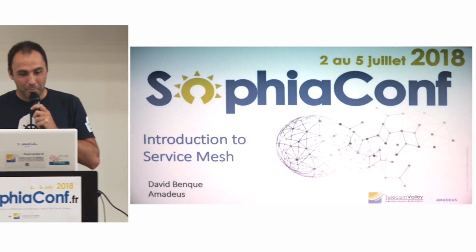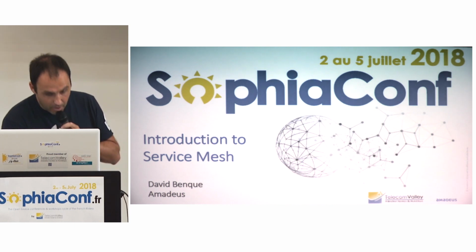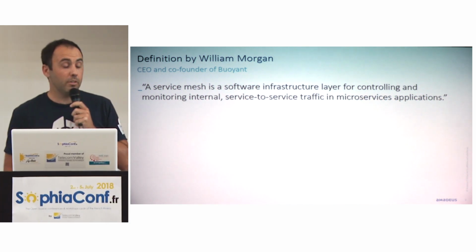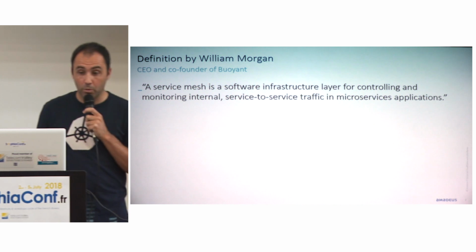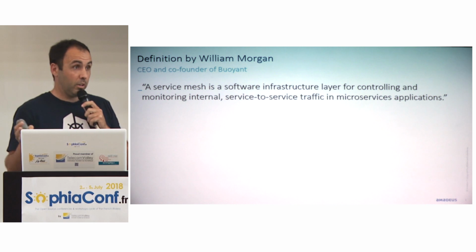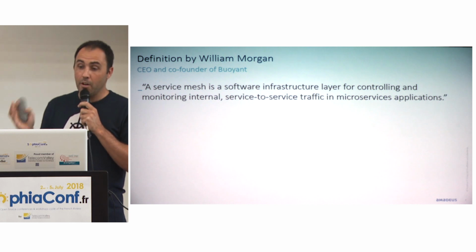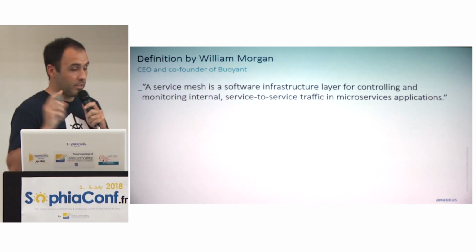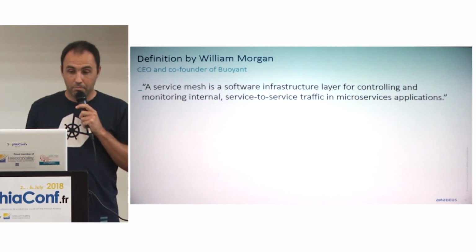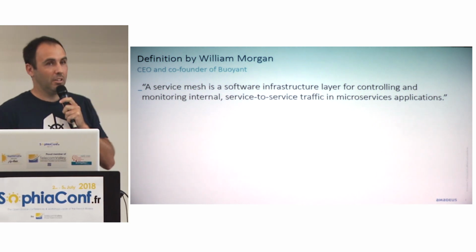Let's go. So, is the clicker working or not? Yeah, it is. So, I'll start with a definition, and I picked the definition of William Morgan. William Morgan is basically the guy who wrote, with his company Buoyant, the very first service mesh. It was called Linkerd. It's called Linkerd. So service mesh is a software infrastructure layer for controlling and monitoring internal service-to-service traffic in microservices applications. I would say that it's pretty accurate, except for the internal part.